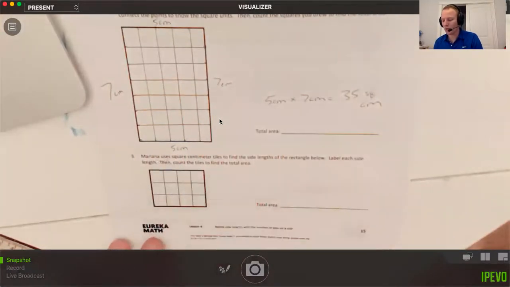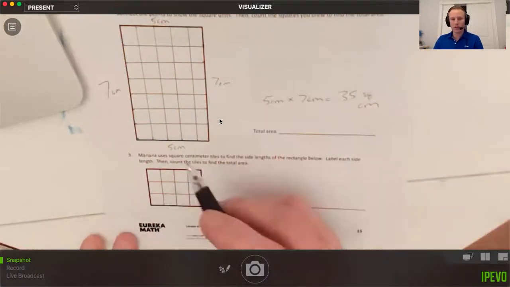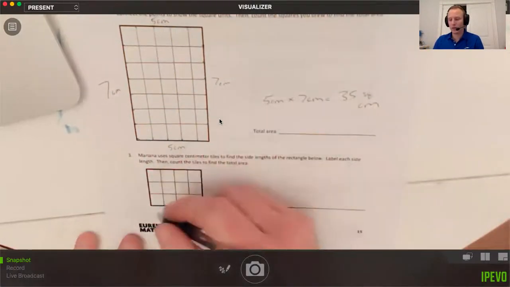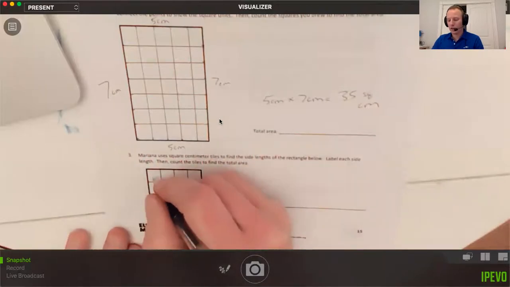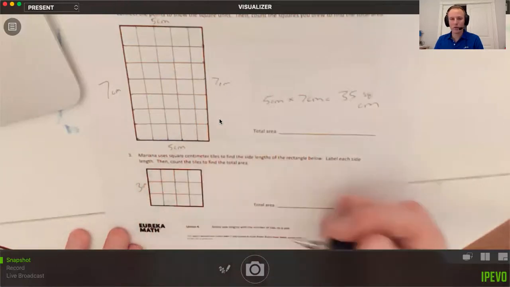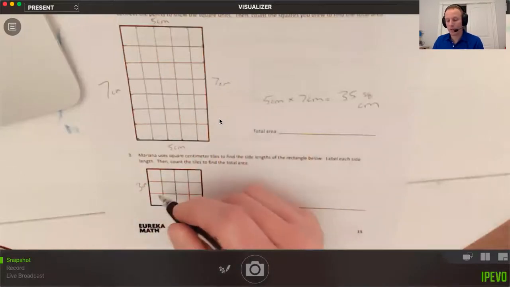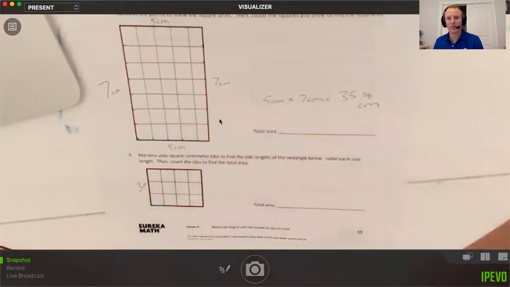Mariana uses square centimeter tiles to find the side lengths of the rectangle below. Label each side length, then count the tiles to find the total area. So when you're given the grid inside the rectangle, you can just say, well, that's 1 centimeter there. That's another one, and that's another one. There's 3 centimeters, represented by 3 rows. Sorry, I lost my train of thought there for a moment.